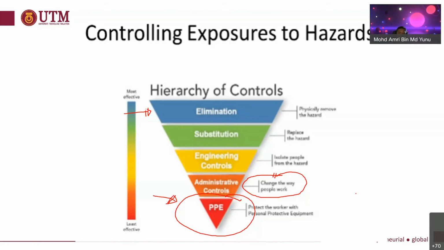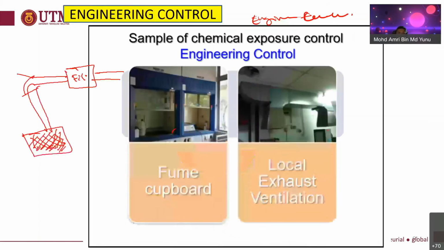Means that the effectiveness is actually the lowest. But I believe that is the most accessible control measure for everyone. This is an example of an engineering control measure in the hierarchy of control.